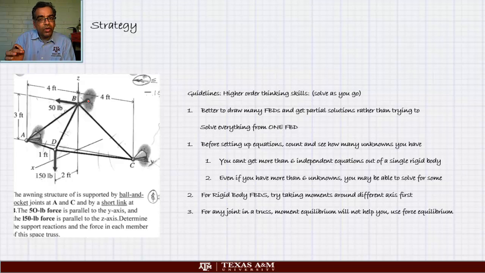Taking moments is always more useful than taking forces. If it is a joint, like if I'm drawing a free body diagram for only a joint, then moment equilibrium will not help you. You have to do force equilibrium. So force equilibrium for joints, moment equilibrium is the first thing you want to do for rigid bodies. Got it? This is our high level strategy. Now let's look at the details.